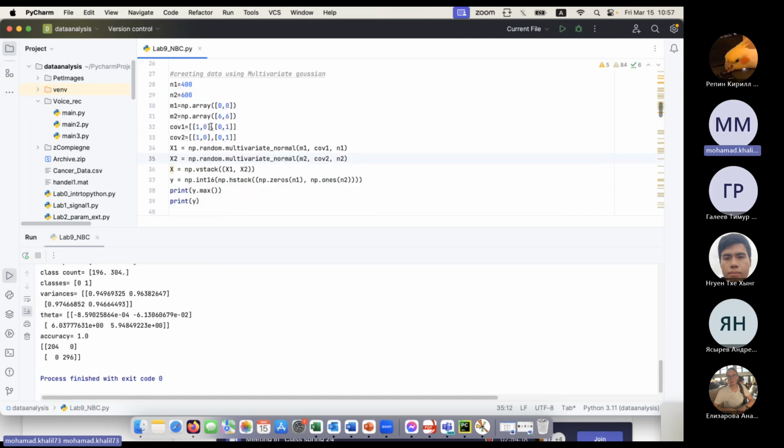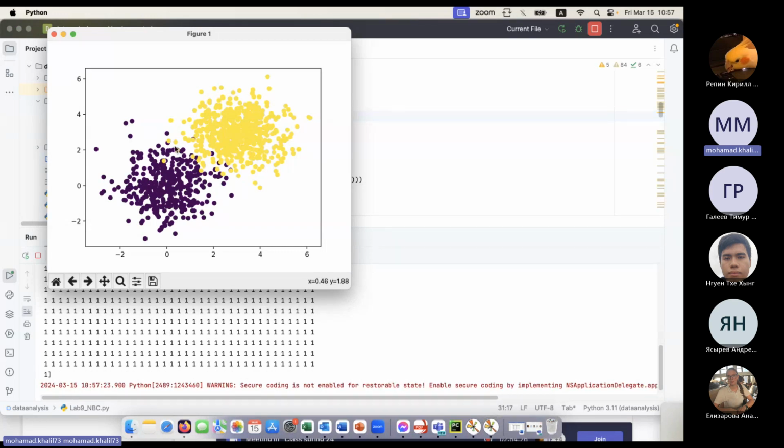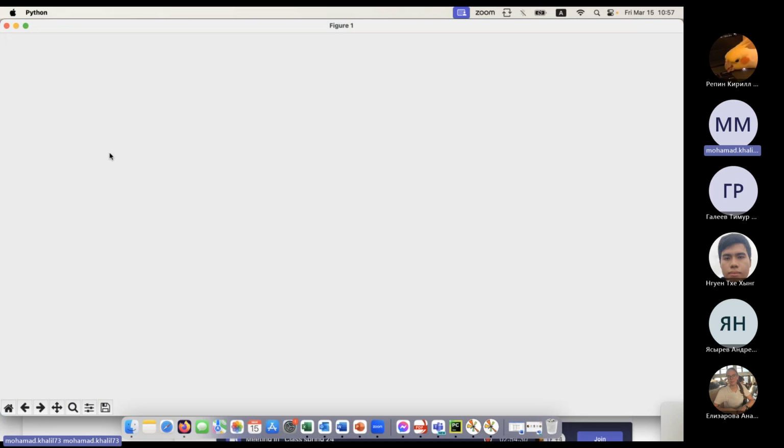Okay. I will take the data so near. For example, 3, 3, around 3, 3, and 0, 0. Run. So the data must be around 0, 0, and 3, 3. Okay, like that. So it must be linear. Okay, this is linear.